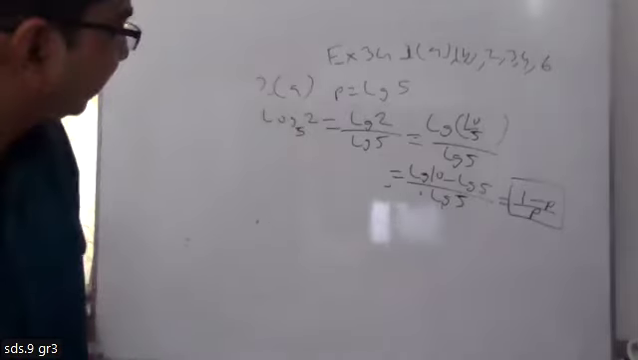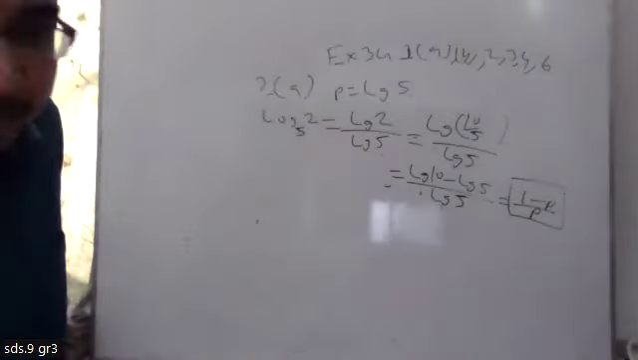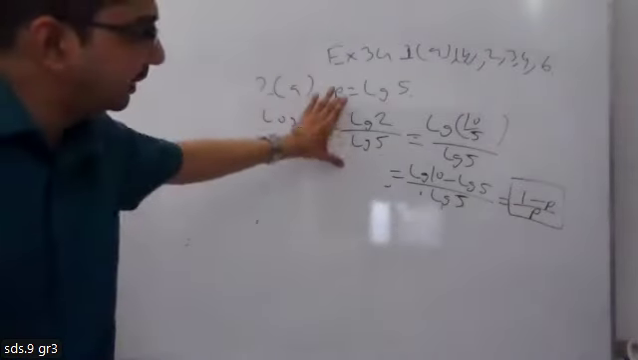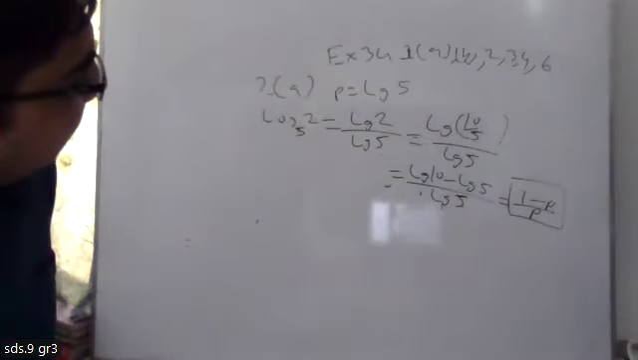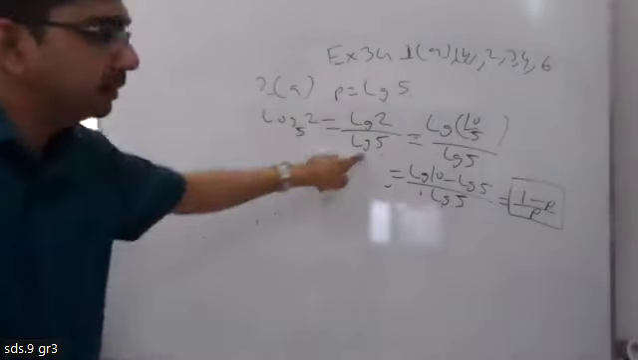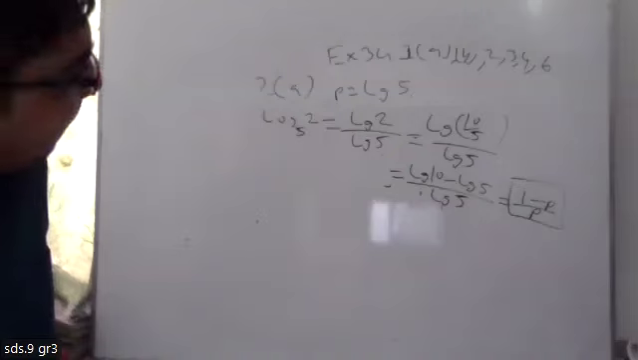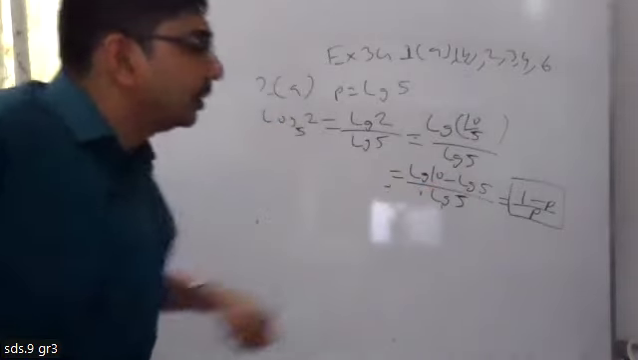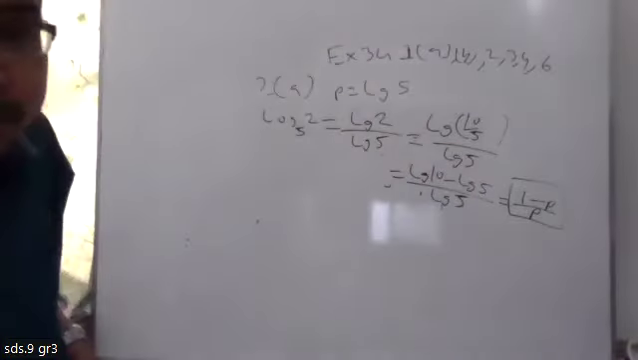Log 2 base 5. So my first line of operation is what? I convert it to base 10. Did you understand this? Yes, sir. So log 2 by log 5. This line is clear, just applying the base change formula. So log 5 I write as P. Clear? And then I can write 2 as 10 by 5. So log 10 minus log 5. So this is 1, this is P. So 1 minus P by P.